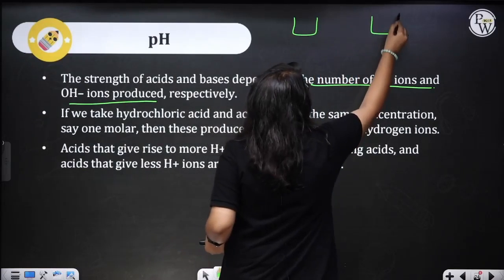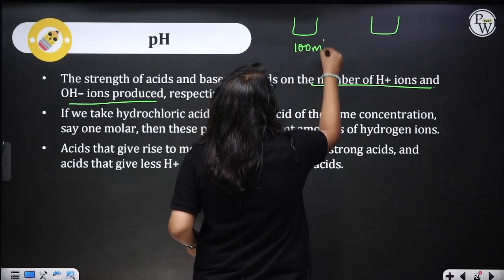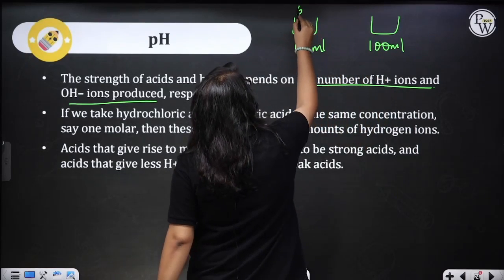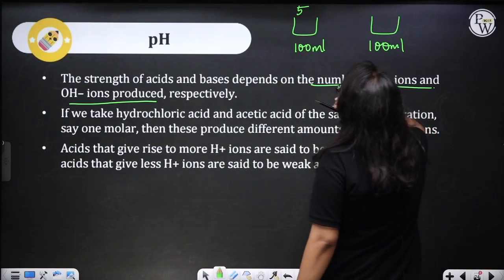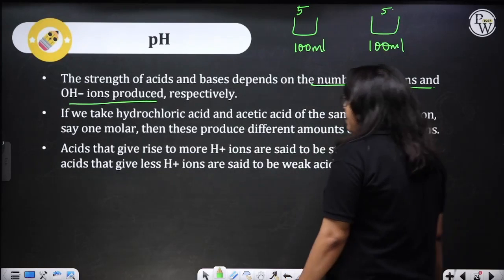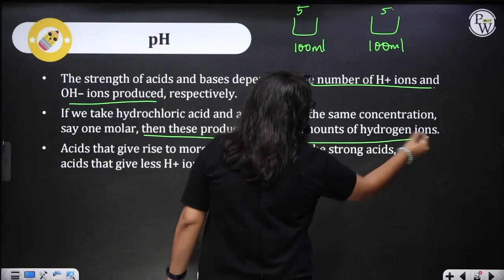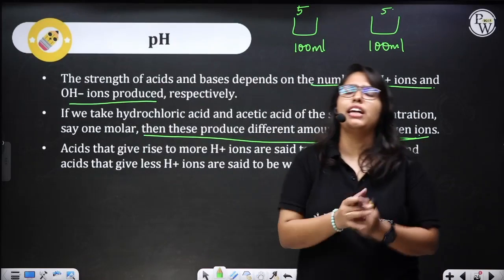Let's take 2 vessels, and let's not take 1 liter, let's take 100 ml water. In both these solutions, I have added 5 molecules of HCl in one and 5 molecules of acetic acid in the other. Then these produce different amounts of hydrogen ions. Why, ma'am? Why do they produce different hydrogen ions?